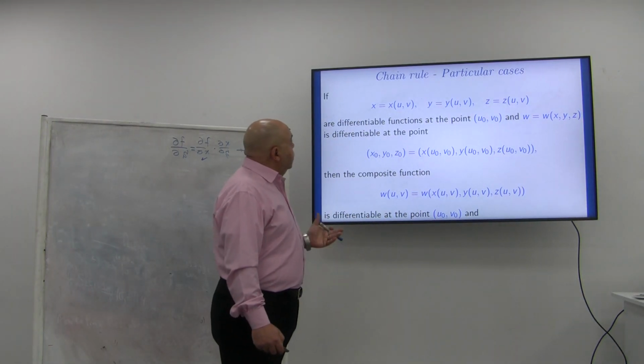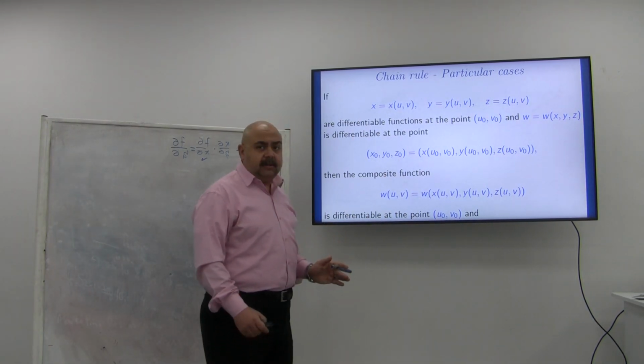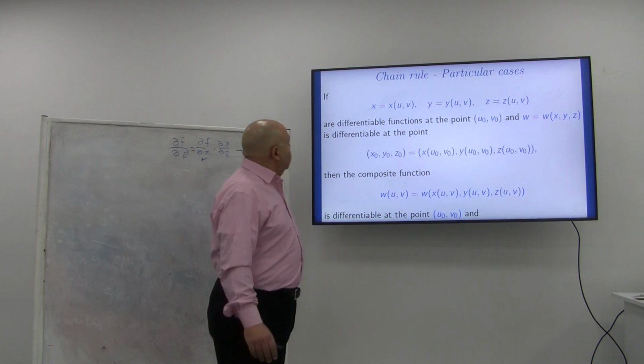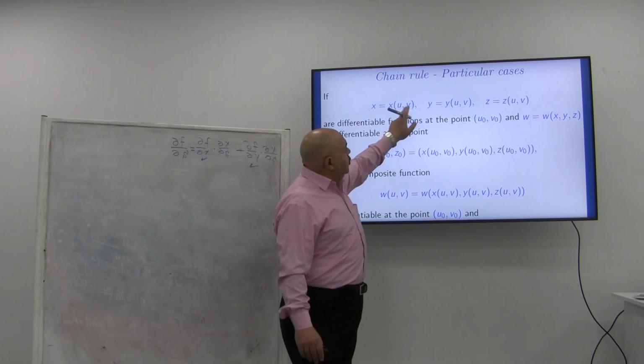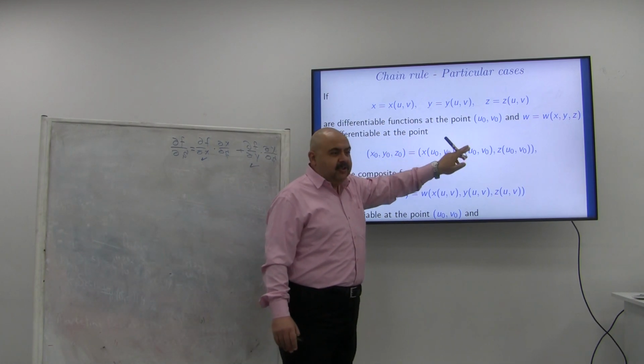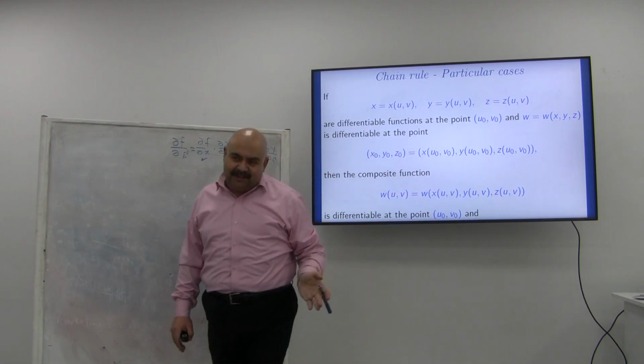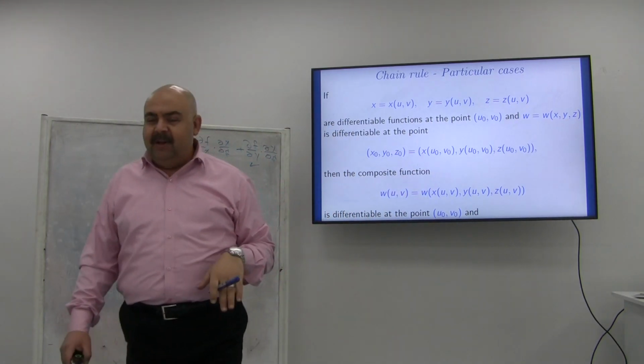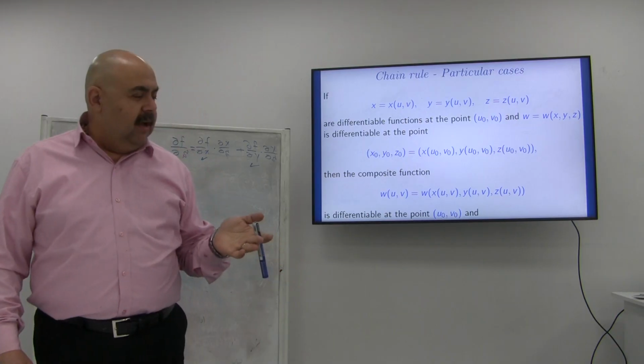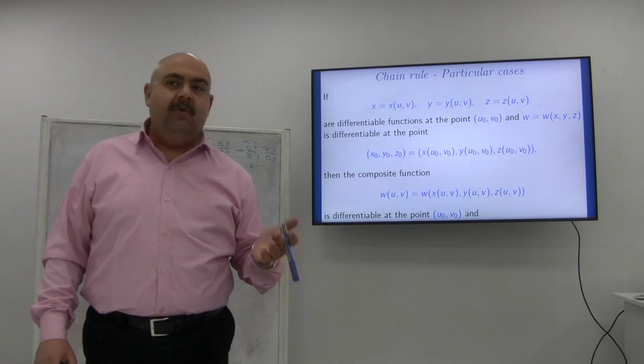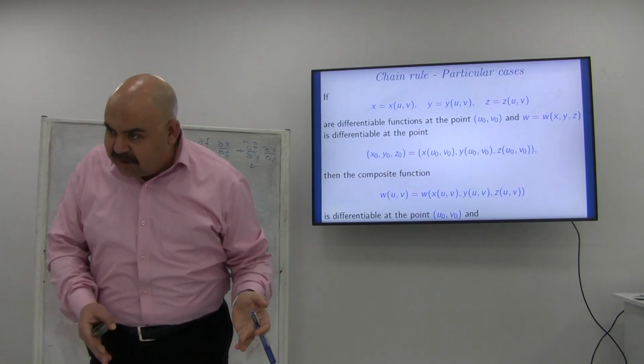Here we go again for the chain rule, but in less detail. Here x is a function of u and v, y is a function of u and v, z is a function of u and v. So now I'm talking about x, y, and z, and each one of them is a composition of u and v. So your rule is going to be exactly the same.